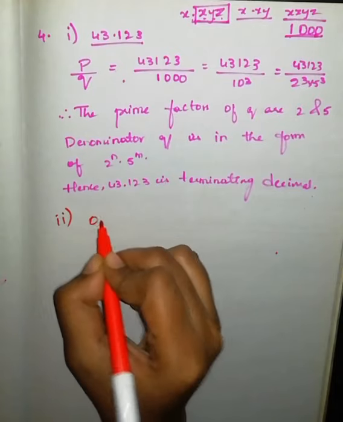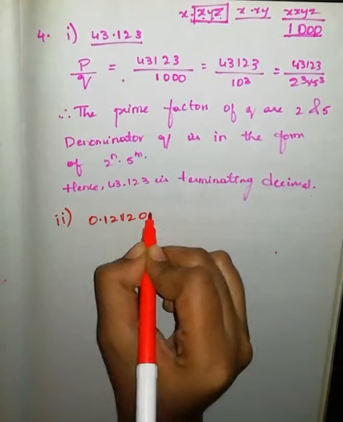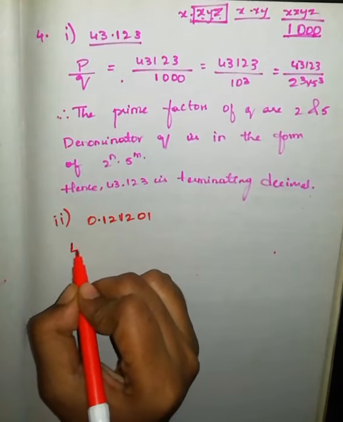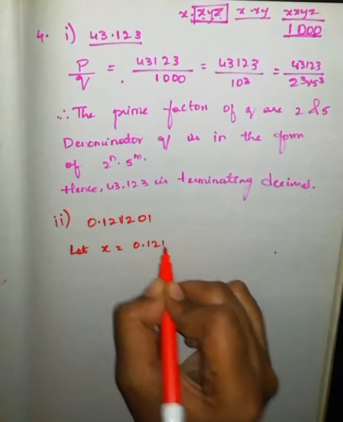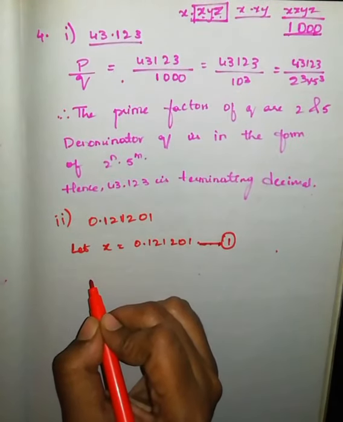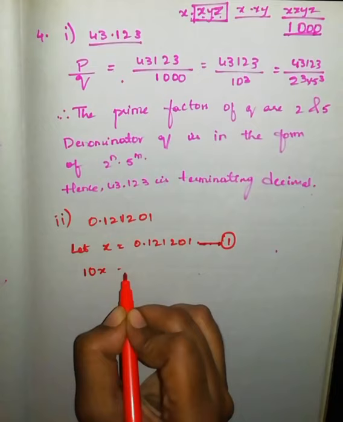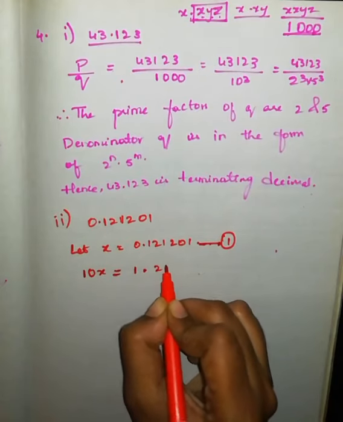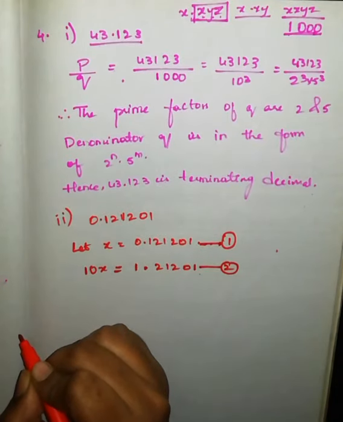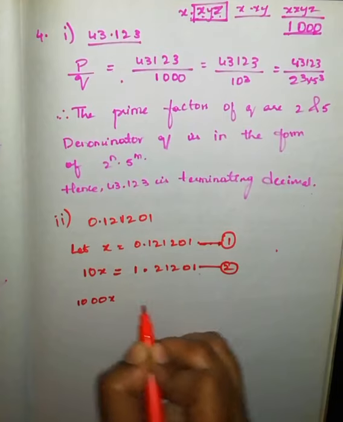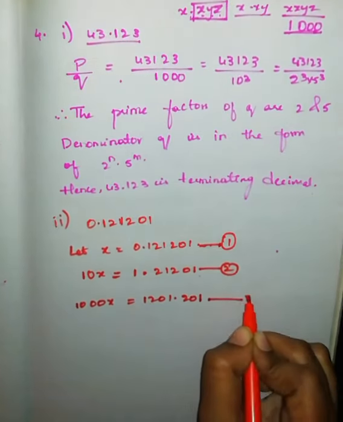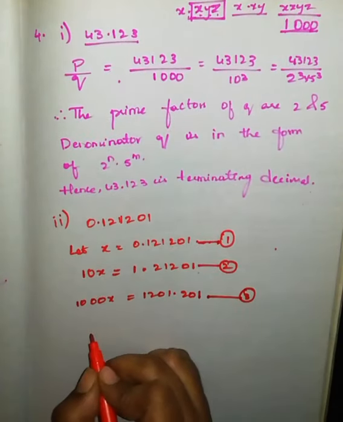The second question is 0.121201. It is a repeating decimal. So let x be 0.121201 and so on. Let this be the first equation. Now let's multiply both sides by 10, which will become 10x is equal to 1.21201. Let this be the second equation. Now by multiplying both sides by 1000, we get 1000x is equal to 1201.201. Let it be the third equation.